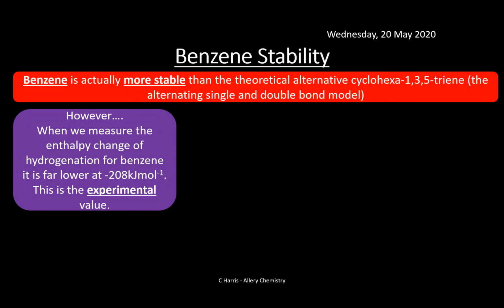When we measure the enthalpy change of hydrogenation for benzene, it comes out at minus 208 kilojoules per mole. So obviously this is the experimental value. This is what we get when we hydrogenate benzene, and that's the amount of energy that we come out with. So it's a lot lower than what we would expect if it did have 3 double bonds.